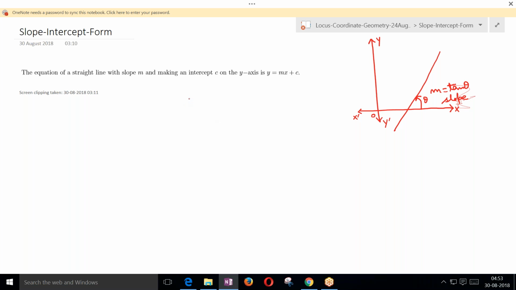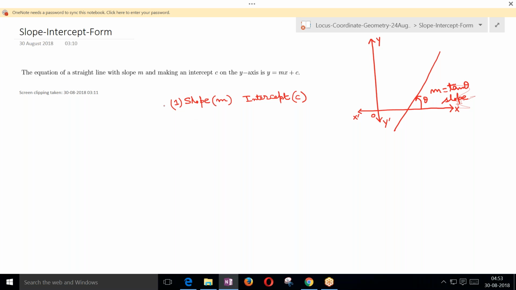The first one is that slope is given. That means m is given, and the y-intercept is given. That is the first one.